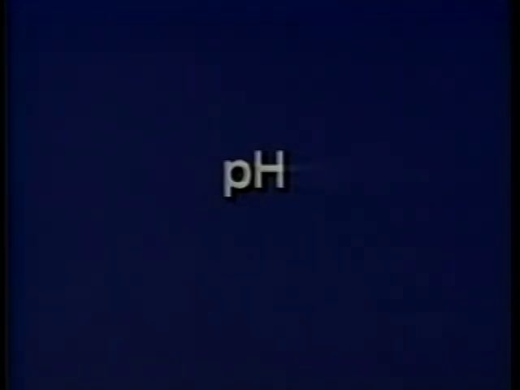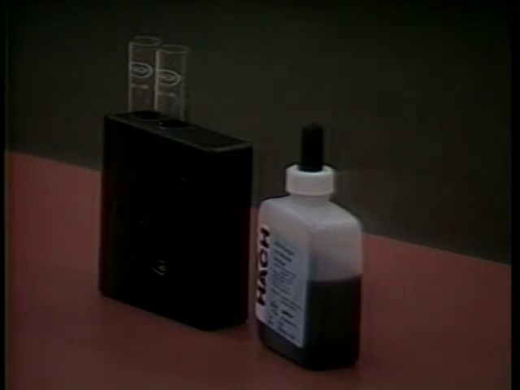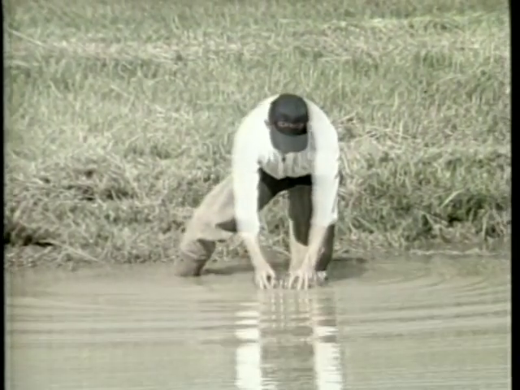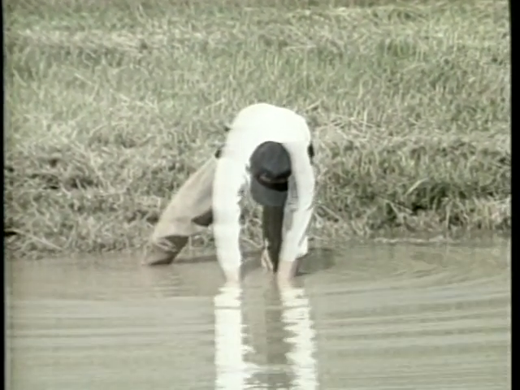pH. There are two methods to measure pH, by kit and by meter. As with dissolved oxygen determination, the kit method is less expensive and therefore more practical for pond owners. To test the pH using the test kit method, proceed as follows. Obtain a water sample away from the pond bank in a clean jar or bottle.